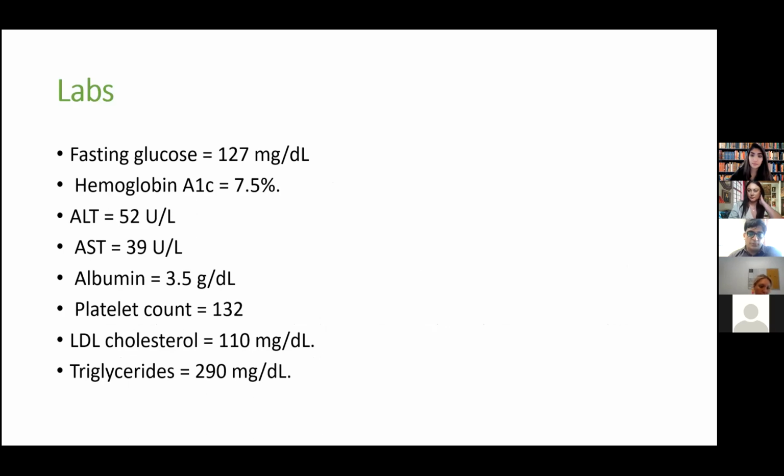The blood sugar on that blood work on a BMP is 127. A1C is decent, 7.5. The liver enzymes were also done, and rightly so. The ALT is 52 and AST is 39. I will come back to that a little later because these are in normal ranges, by the way. They are not high. Albumin is 3.5, platelets are slightly low, but not extremely low, at 132,000. LDL cholesterol on a statin is 110 and triglycerides is 290.